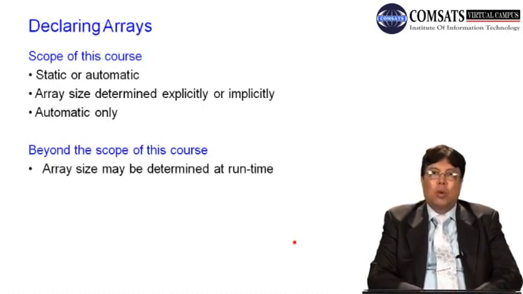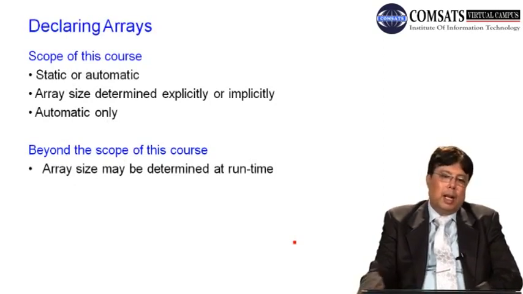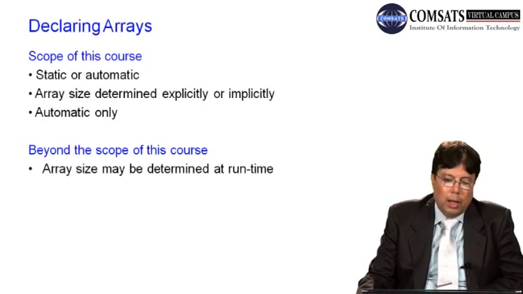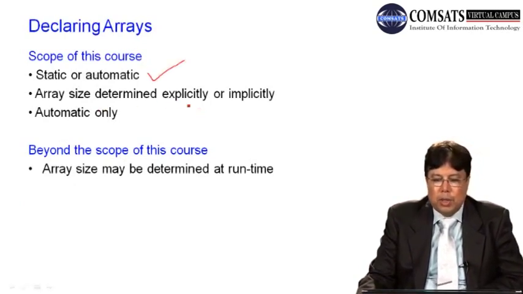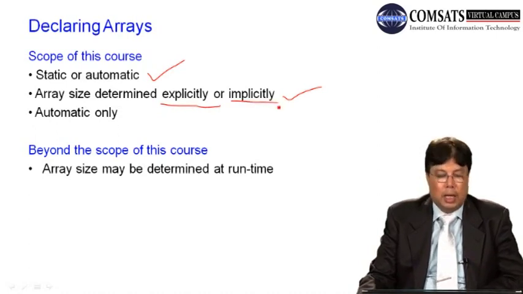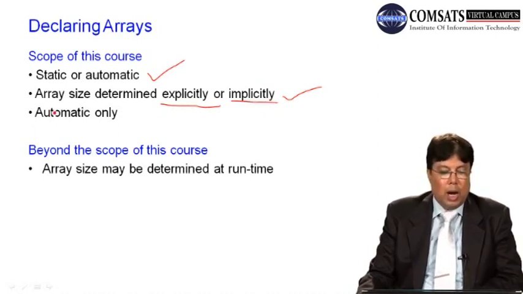Declaring an array. इस कोर्स के अंदर declaration of array के अंदर आएगा static और automatic declaration of an array. Okay, that is this part. Array size determined explicitly or implicitly, ये भी हमें पता होना चाहिए. Although I have already used both of these without categorically defining this is an explicit definition size or an implicit size, but I will just show you later on.